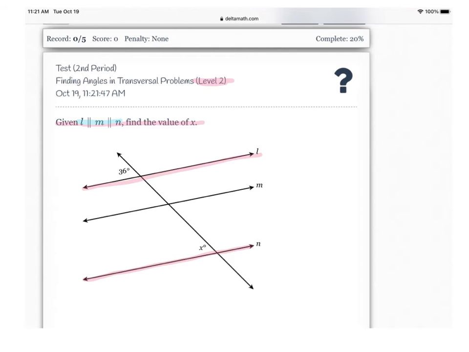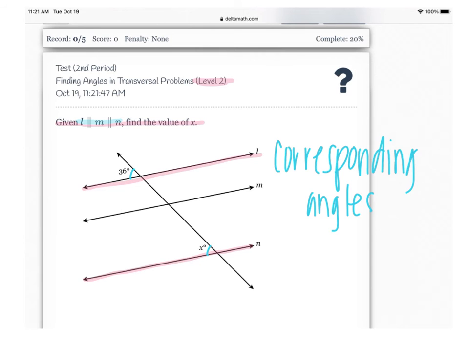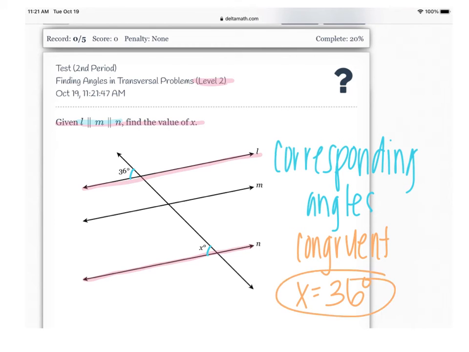And if I look at the position of my angles, we have 36 degrees here and we need to know that angle. Well, if you look, they're on the same side of the transversal in the same position. So these are corresponding angles. This means that these angles are congruent. They have the same angle measure. So if that angle is 36 degrees, X is 36 degrees.